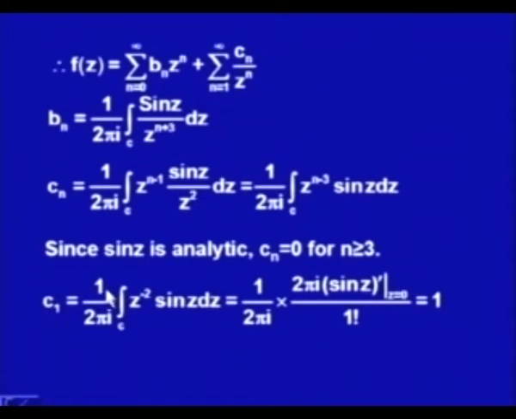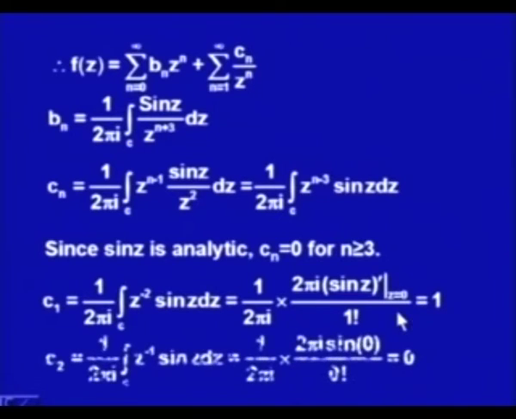So, c 1 is given by 1 upon 2 pi i integral z raised to power minus 2 sin z dz, and this is equal to 1 upon 2 pi i into 2 pi i times the derivative of sin z divided by factorial 1. So, this is the formula which I will be making use of, and this derivative is evaluated at z is equal to 0. If you simplify it, this and this will get cancelled, and the derivative of sin z is cos z, which evaluated at z is equal to 0 gives me 1.